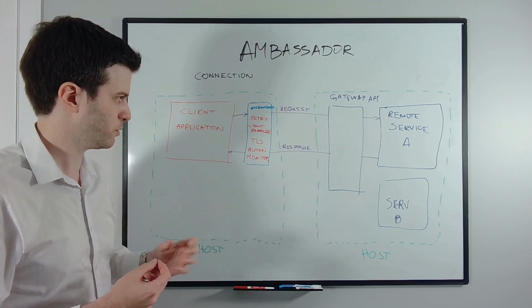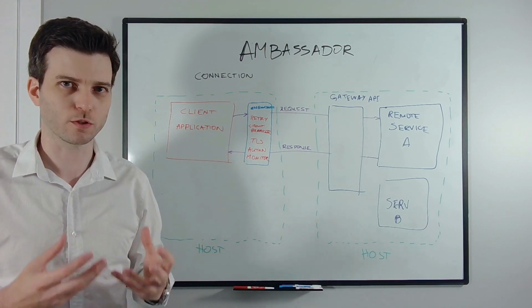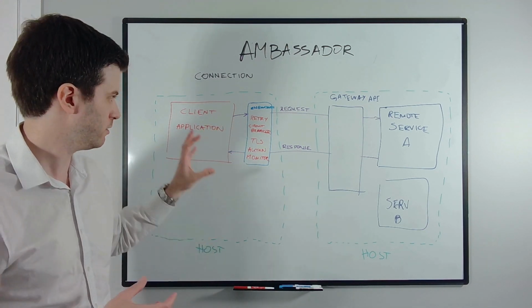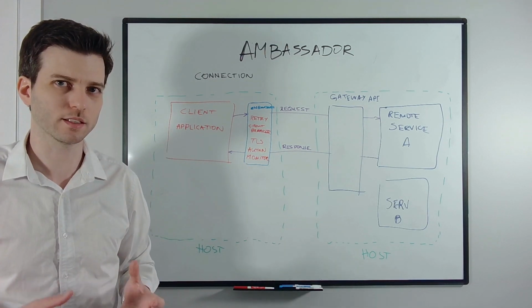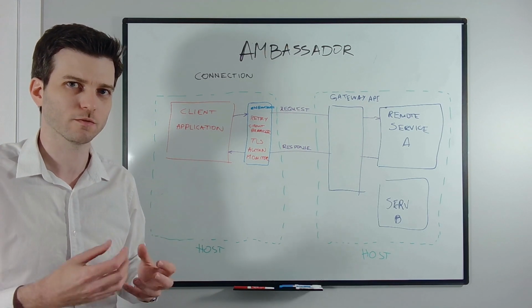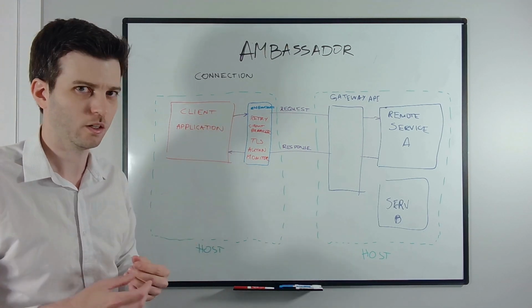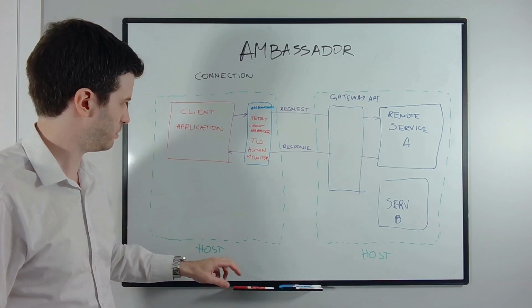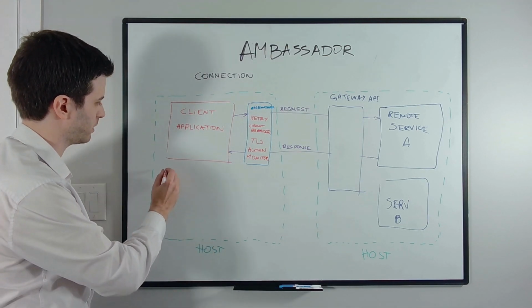The use cases for this offloading of connectivity functionalities will be, for example, if my client application is a legacy application and it is not easy to go in and extend the connectivity functionalities by adding all of those things for some reason. It can also be if I have multiple client applications.